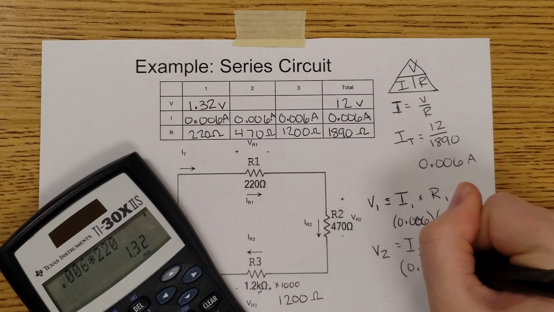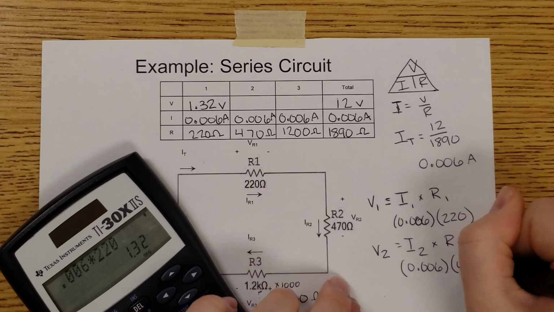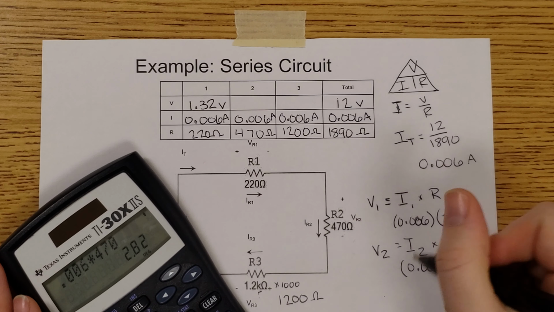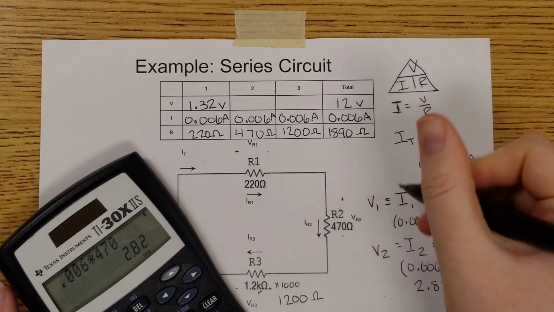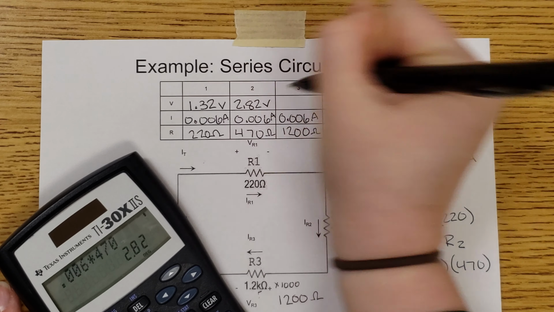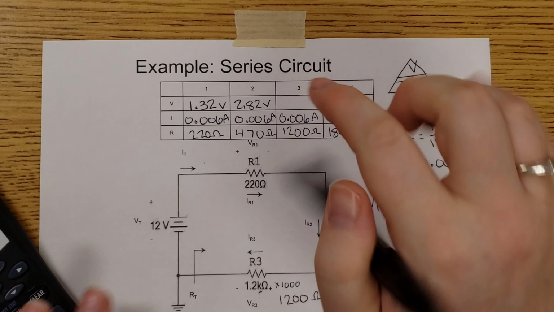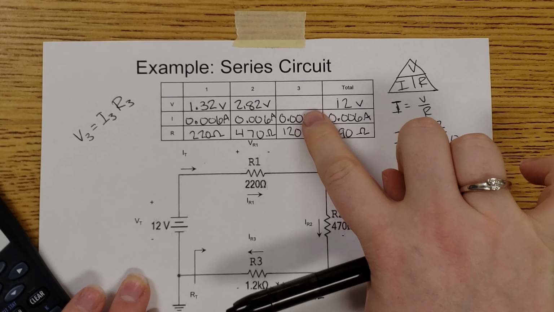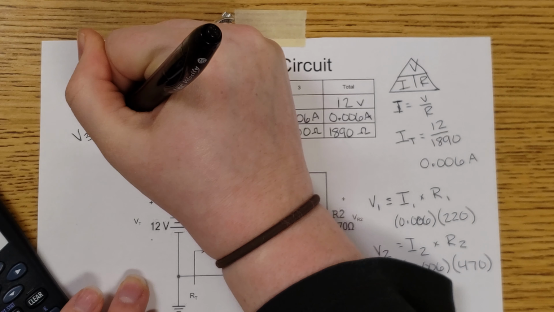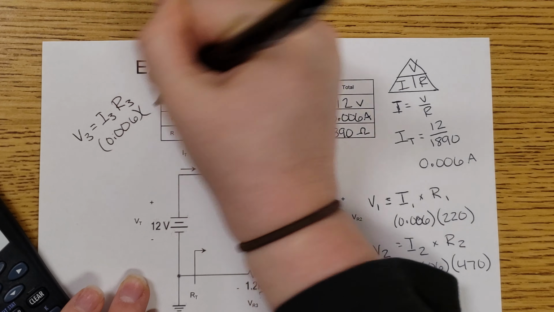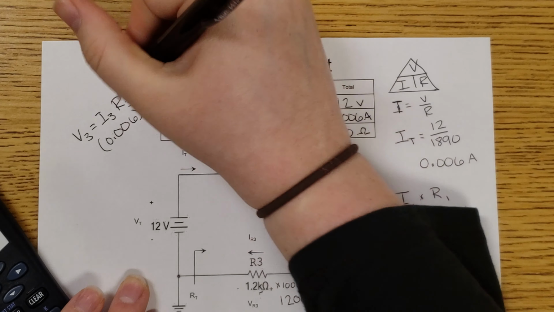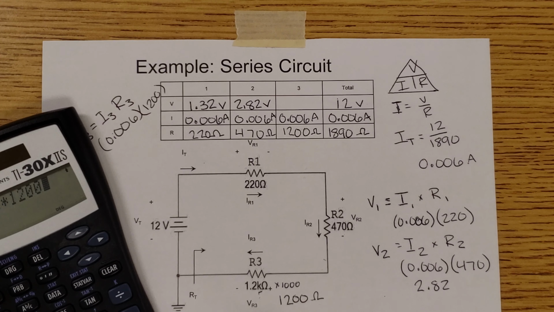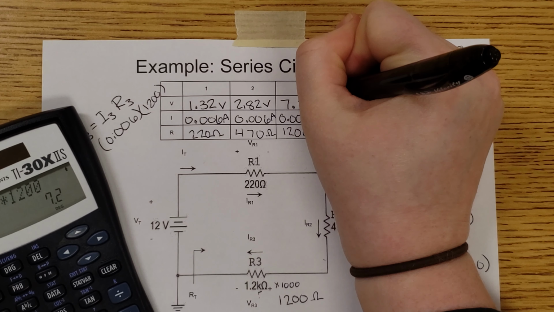To get voltage 2, I'm going to use current 2 times resistance 2. Current 2 is 0.006 times 470. I have 2.82. And to get voltage 3, I'm going to do current 3 times resistor 3. So I've got 0.006 times my resistance of 1200. So if I do 0.006 times 1200, I get a voltage of 7.2 volts.